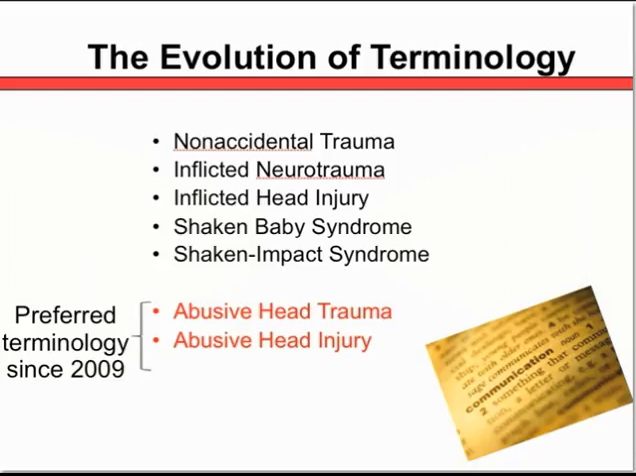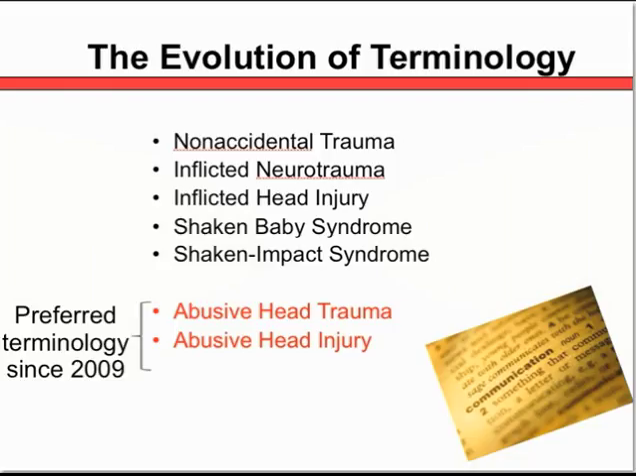We'll start just by talking about the evolution of terminology. Many folks have heard several different terms for this phenomenon, abusive head trauma, over the last 15 to 20 years. As it was first described, it was the shaken baby syndrome. We have gone through non-accidental trauma and inflicted neurotrauma. The evolution of terminology has occurred over the last 15 to 20 years. We've heard non-accidental trauma, inflicted head injury, and of course it was first described as shaken baby syndrome.